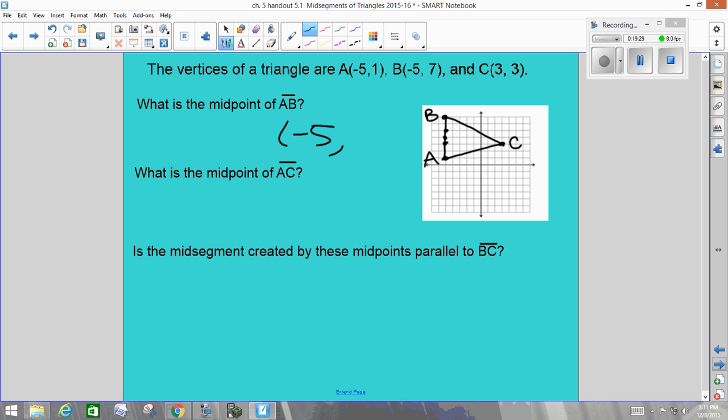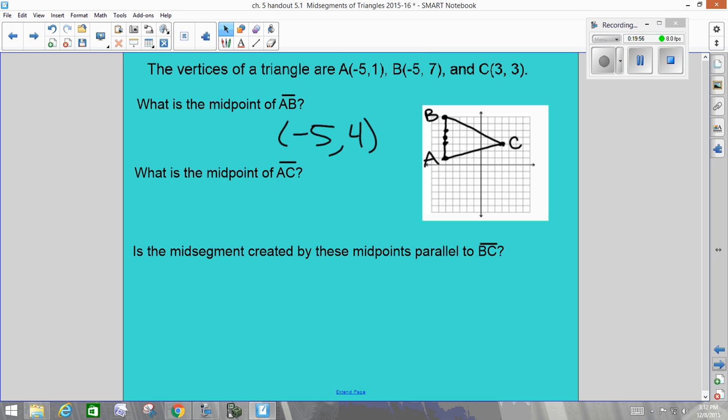Okay, if you go back to elementary school, they probably tell you to count from both ends until you get to the middle, right? Or you can count the tick marks between. 1, 2, 3, 4, 5, 6. There's 6 between. So how many do we have to count each way then? 3. So if you go up 3, 1, 2, 3, and down 3, 1, 2, 3, you would be at -5, 4. There's your midpoint.